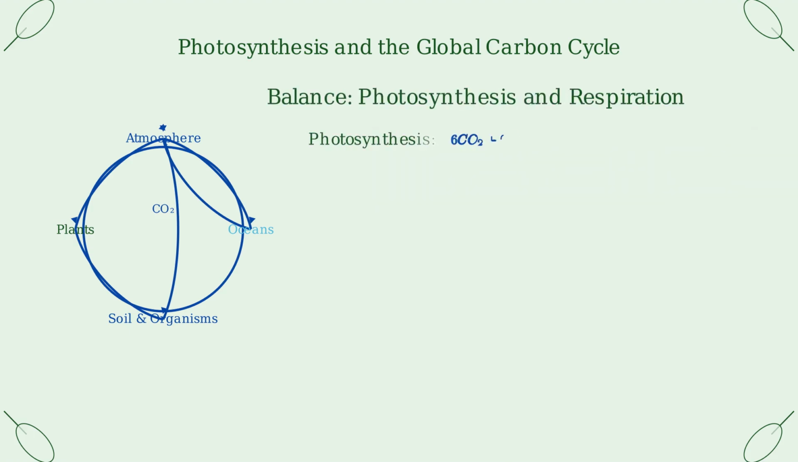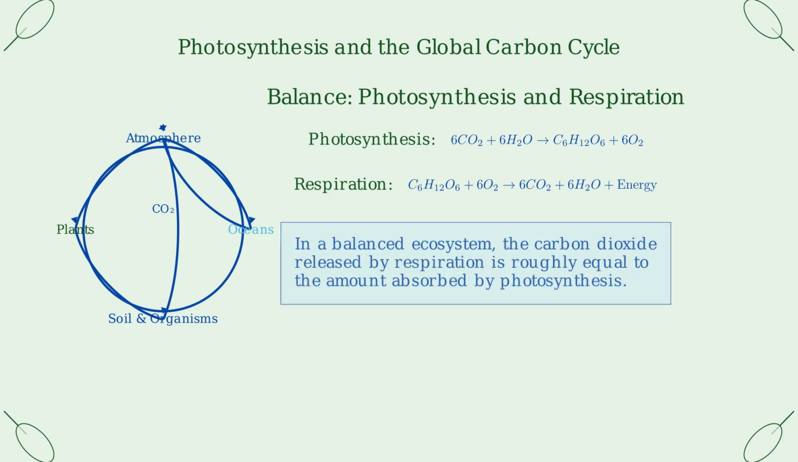Photosynthesis and cellular respiration work in a delicate balance to maintain atmospheric carbon dioxide levels. Plants absorb carbon dioxide during photosynthesis and release it during respiration, creating a natural equilibrium.